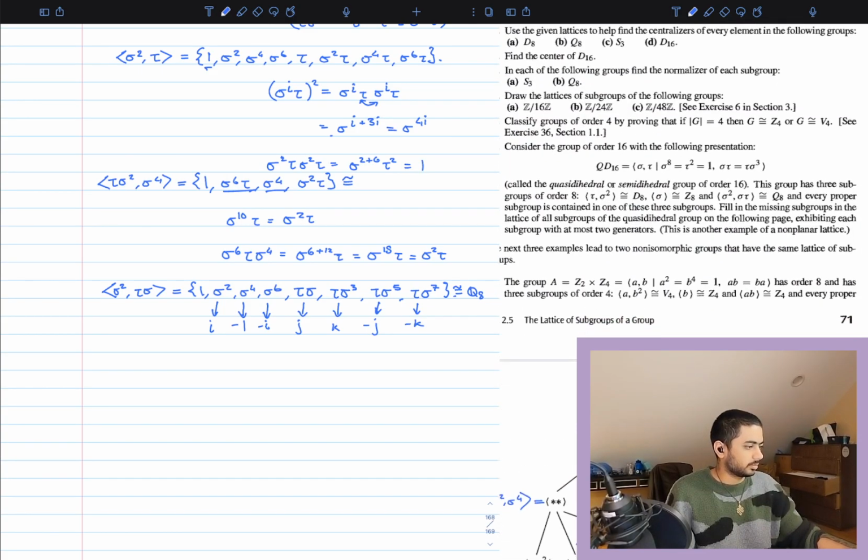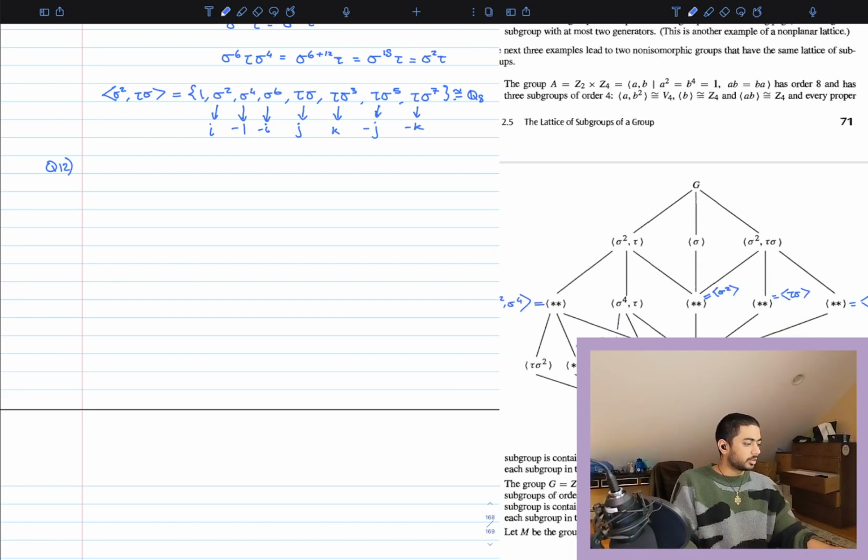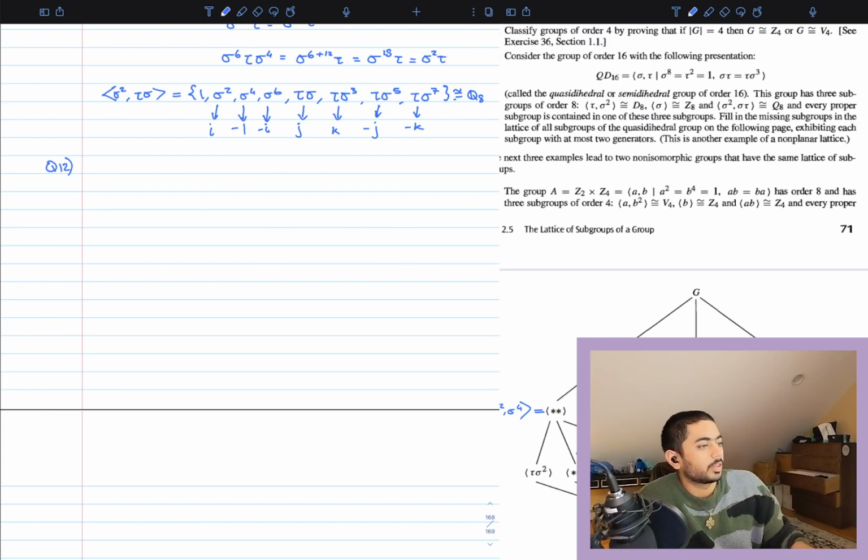All right. Let's do question 12. The group, this guy, has order 8. This kind of feels like the semi-dihedral group. Similar-ish at least. It has order 8 and has 3 subgroups of order 4. Every proper subgroup is contained in one of these 3. Draw the lattice of all subgroups of A, giving each subgroup in terms of at most 2 generators.